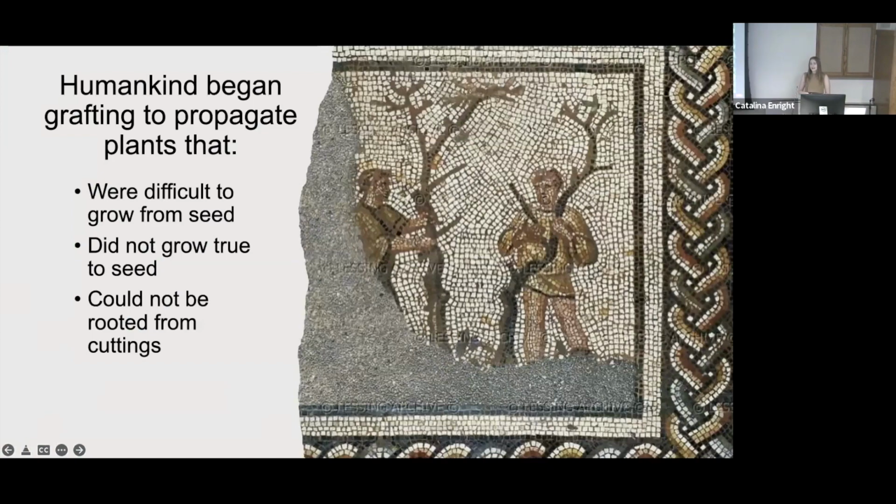So grafting is an ancient process that's been utilized for at least 2,000 years, originally to propagate woody crops that were either difficult to grow from seed, did not grow true to seed like apples, or could not be rooted from cuttings.